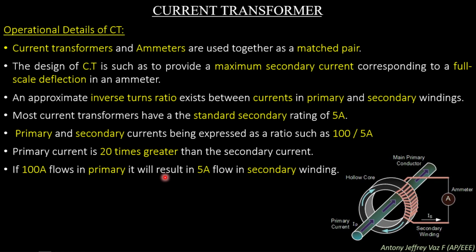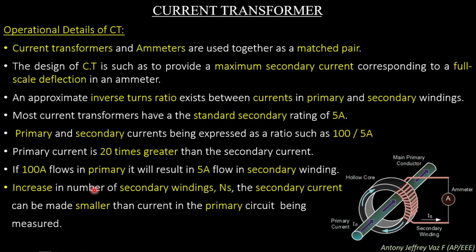So this turns ratio will have an inverse characteristic, so that we can easily find what amount of current is flowing in the current transformer. By increasing the number of secondary windings, Ns, the secondary current can be made smaller than the current in the primary circuit being measured. If we increase the number of turns on the secondary side, we can decrease the current in the secondary side of the current transformer.